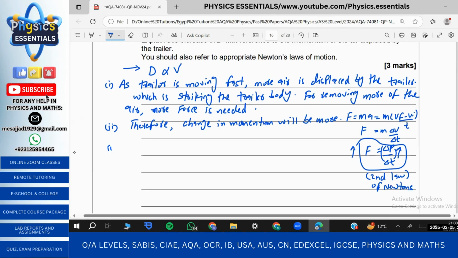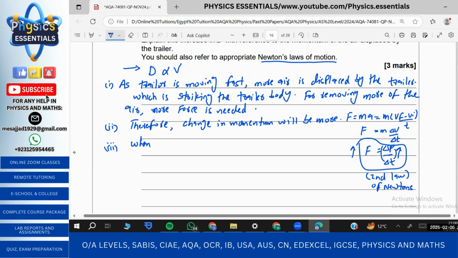And we can also refer to the third law of motion. So we will write: when air is coming and hitting the trailer, it is like doing some action. So the same amount of action will be done from the trailer on the air as well, right? Air is coming, hitting the trailer, that is action. And the trailer is also going to hit back at the air with the same amount of force but in the opposite direction, that is reaction. So how would you write it?